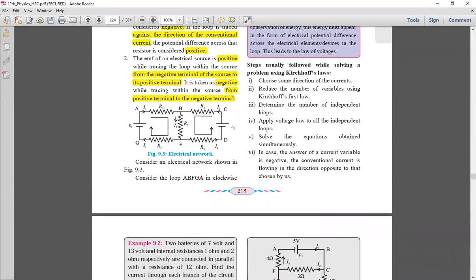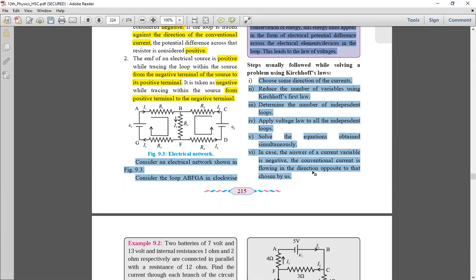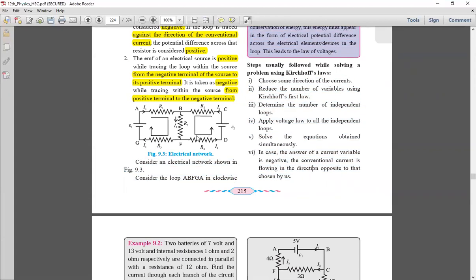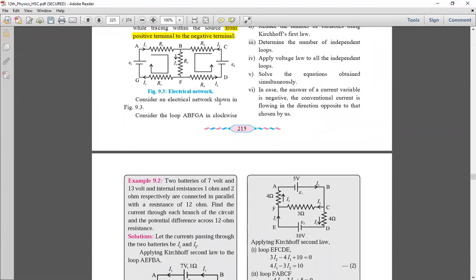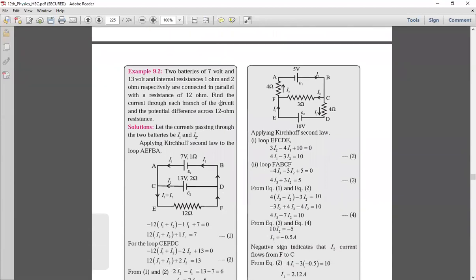Choose some direction of current. You can choose any direction because you don't know the voltage of the battery or cell. Determine the number of independent loops, and apply the voltage law to all independent loops. No need to just go through these methods, just understand the problem the way I try to explain. So follow those steps only for solving the problem.